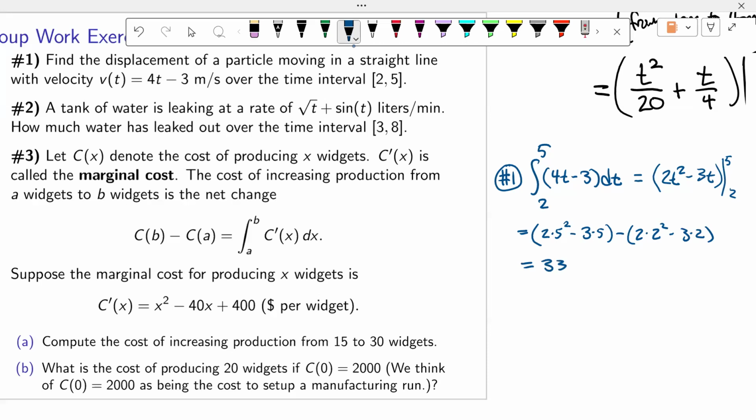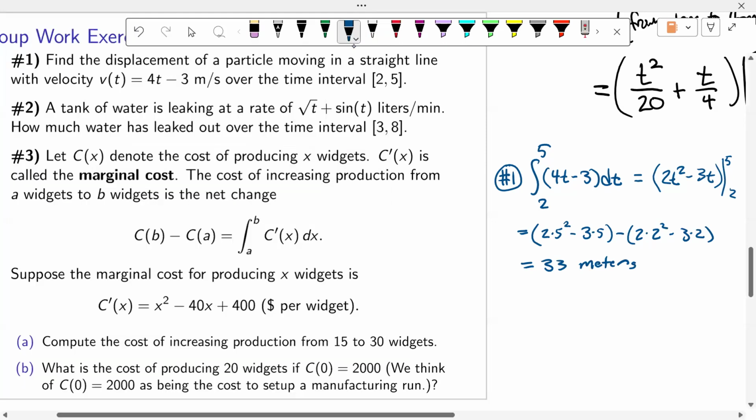For number one, I just ended up doing this integral right there. 4t minus 3. And the antiderivative is 2t squared minus 3t. So I get a 2 times 5 squared. That'll be 50 minus 15. That'll give me 35. And I'll have an 8 minus a 6. That'll give me a 2. And so I'll have 35 minus 2, which is 33. So my displacement for part one is 33 meters.